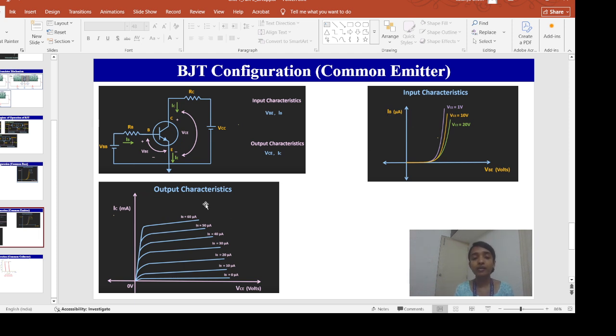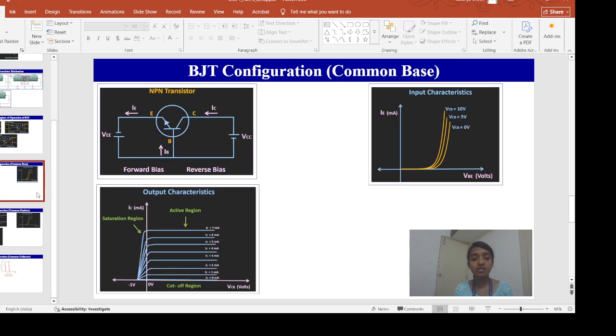Now output characteristics will be output current versus output voltage for different values of input current. What is my output current? IC. What is my output voltage? VCE. What is my input current? IB. So you can see this is the IC versus VCE graph for different values of IB. As we keep on increasing VCE and IB, obviously my IC will increase.